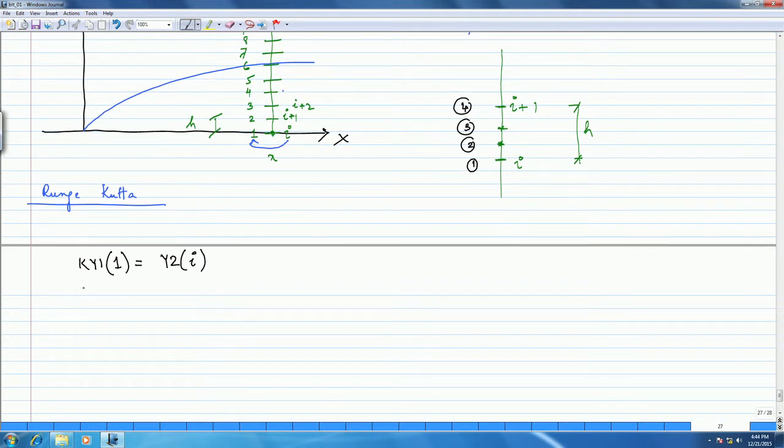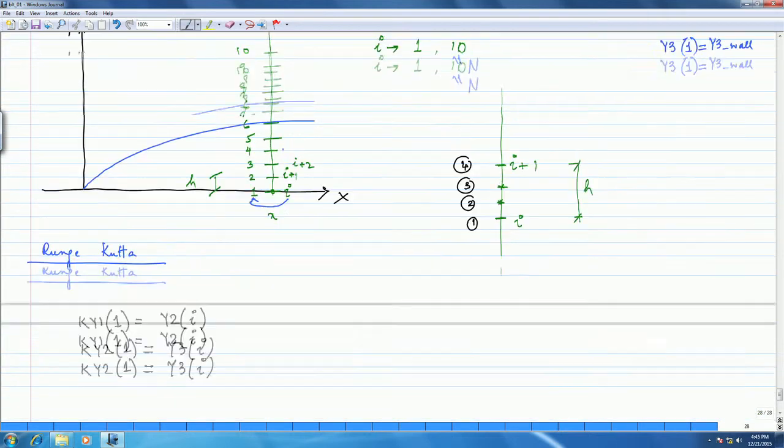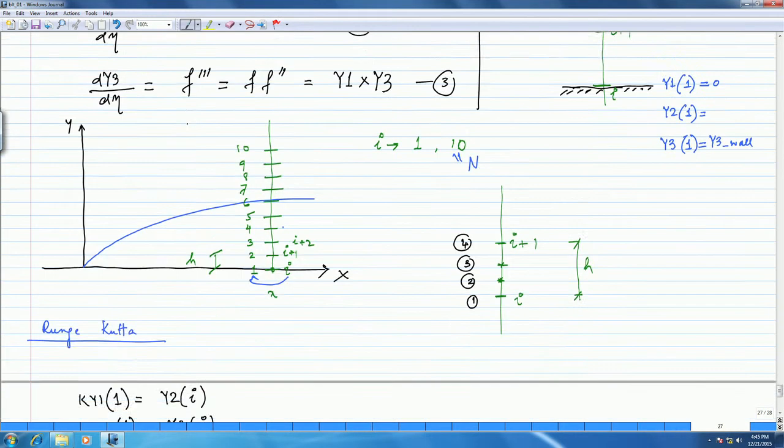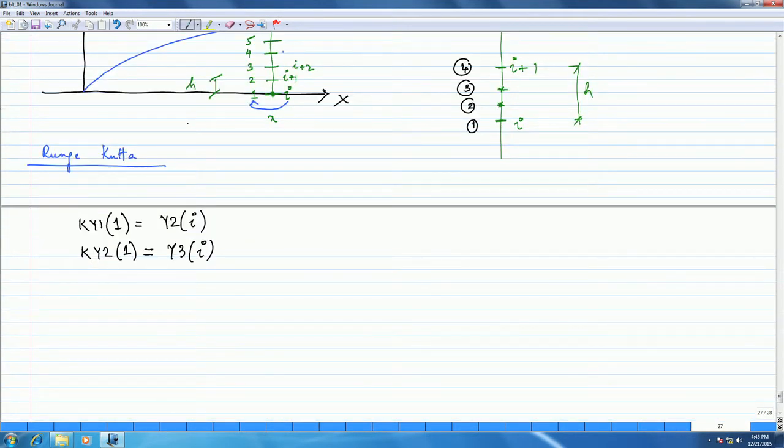Then ky2 at 1 is nothing but y3 again at I. So ky2 is another variable, and what is y3? y3 is nothing but f double dash. Then ky3 at 1 is nothing but minus y1 y3 at I.